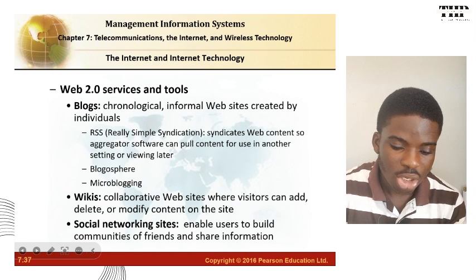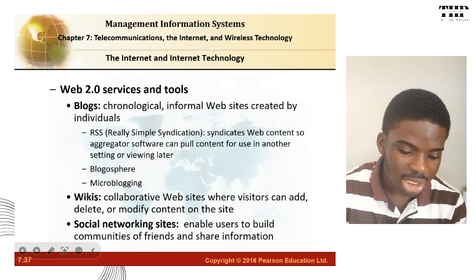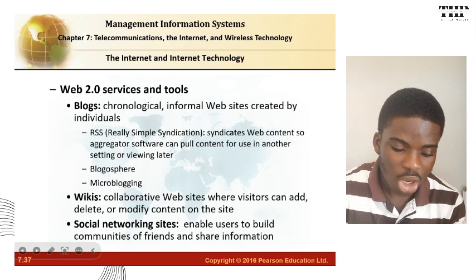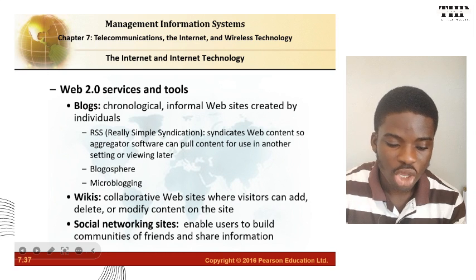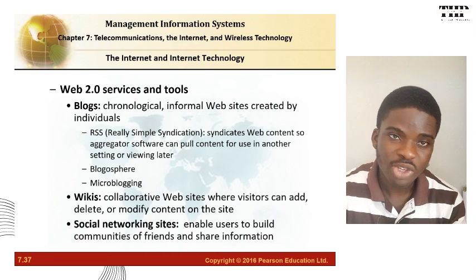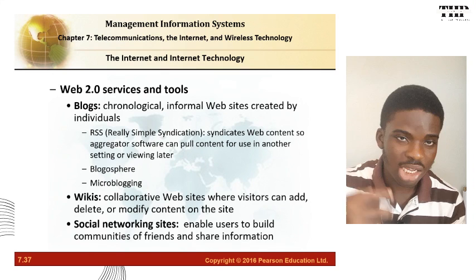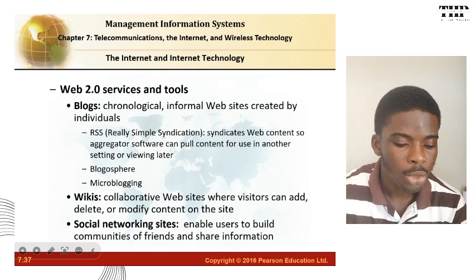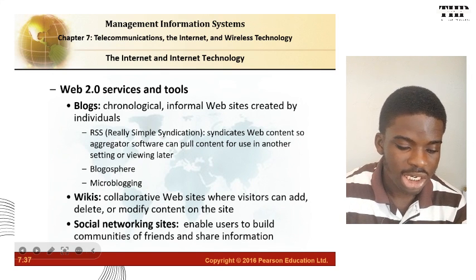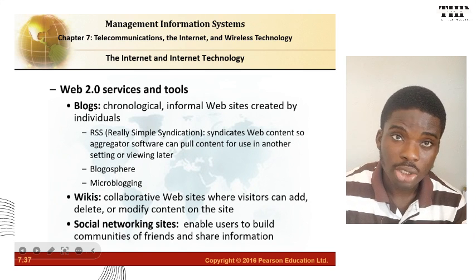What RSS does is that it syndicates web content, so aggregator software can pull content for use in another site, in another setting, or for viewing later. So it saves some of the information that you see, so you can easily view it later. Sometimes it even automatically downloads it for you. And there's the blogosphere and micro blogging. These things fall under the blogs.